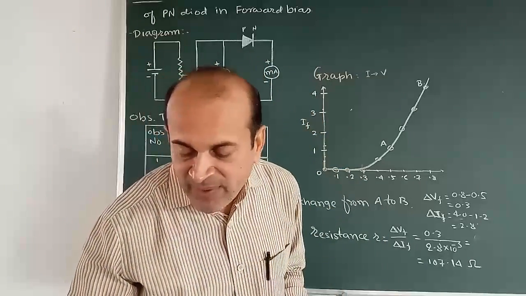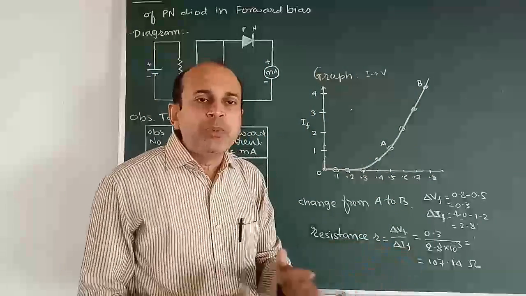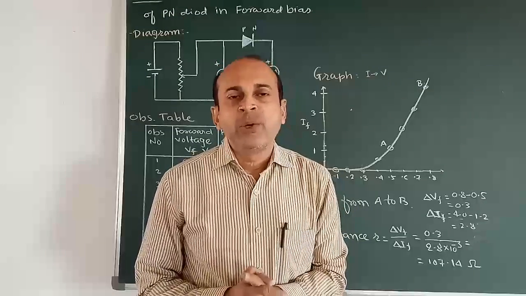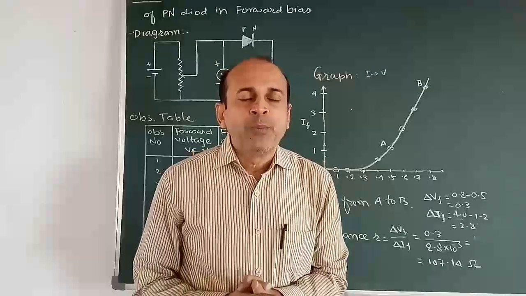So in this way we can see the nature of the graph and we can study the IV characteristic of the P-N diode for forward bias.